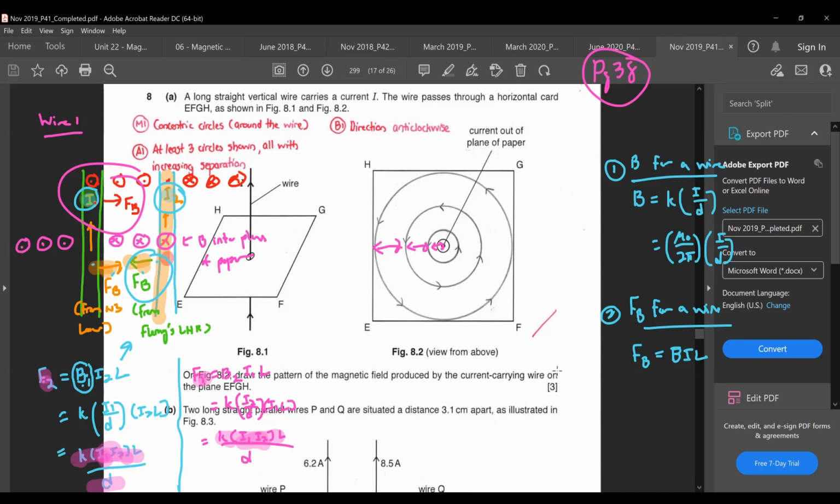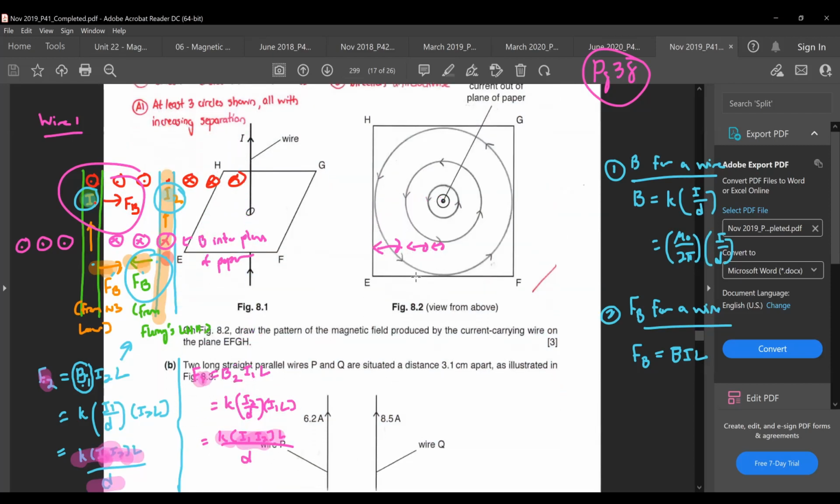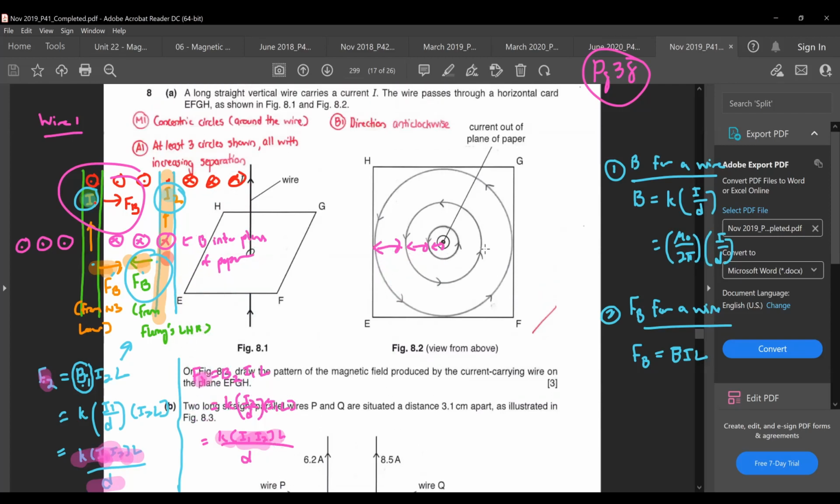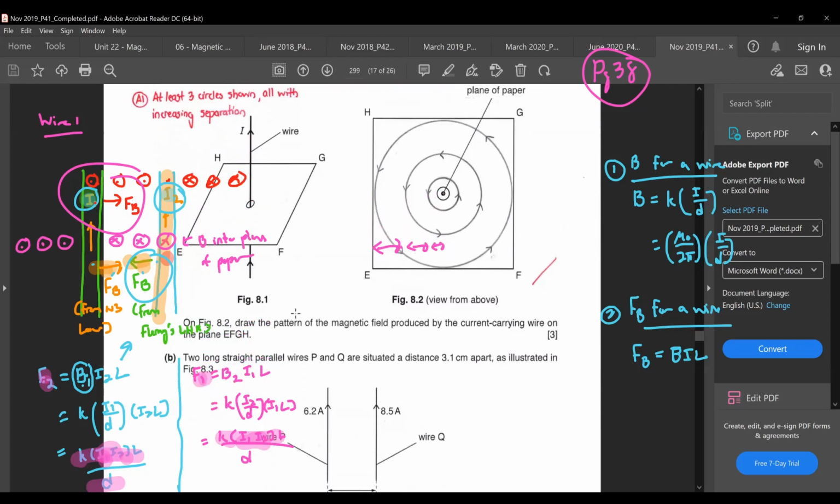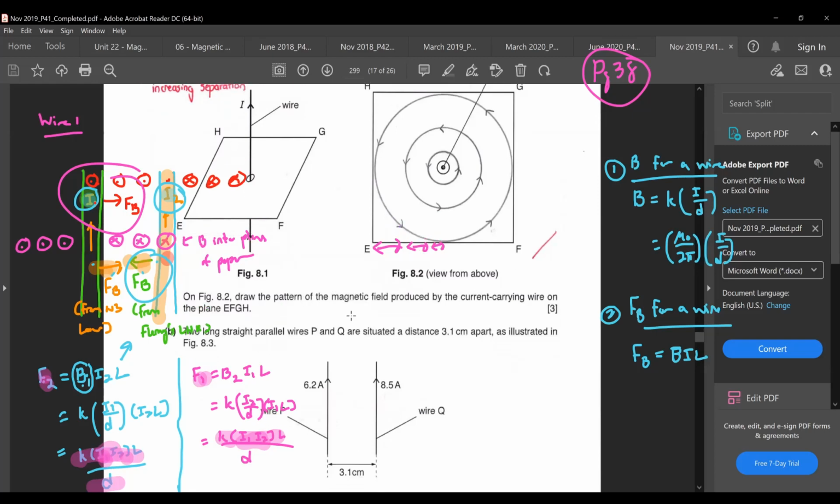Okay, you see this one is for 3 marks. So 1 mark comes from you drawing a pattern of concentric circles. 1 mark comes from you showing the correct direction. 1 mark is given for you showing them in increasing spacing. Okay, so this one is predicted using right hand grip rule, for magnetic field around a wire.